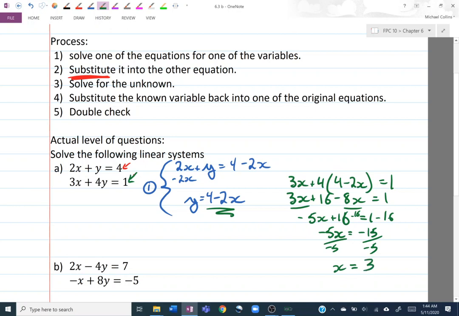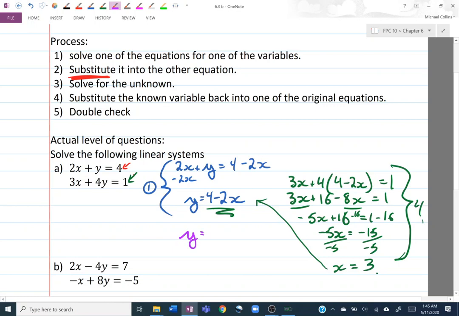I'm then going to take my x is equal to 3, and the easiest equation now to substitute it back into is this one, because it already says y equals, the algebra is already done. I'm going to do this next step in pink. This was step 3, by the way. Keep track. That was step 3. Let's do step 4 in purple.